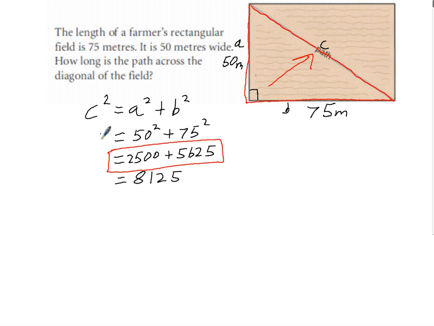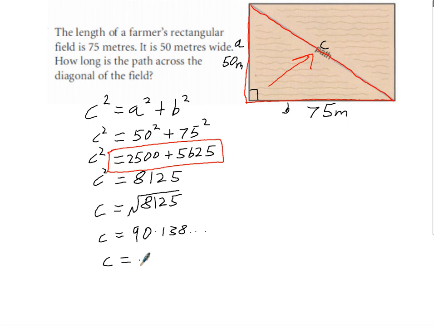And as we said before, these are all C squared. So now we have to take the square root to find what C is. So the square root of 8,125. Put that into the calculator, and it's going to tell you that it is 90.138, and then loads of other numbers, which I'm going to round to 90.14 metres. That's just rounded that to 2 decimal places.